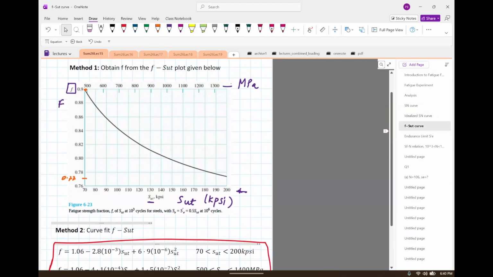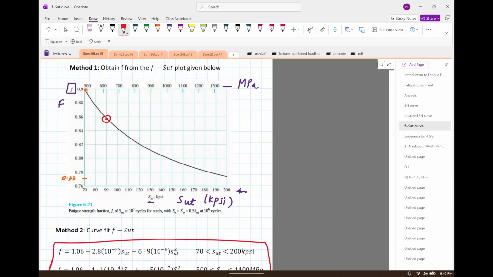Probably the easiest way to do it is to use this one. So let's see if you can use this one and see what we get. So SUT is 90 kpsi. 90 is here, sitting right here. Okay, it's between 84 and 86.